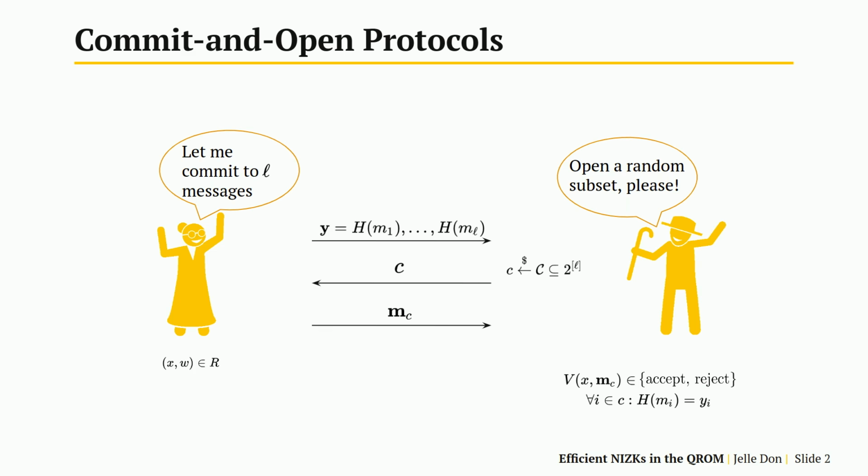Commit and Open Protocols are a subclass of the three-round interactive proof systems, also known as Sigma protocols, where in the case of commit and open protocols, the prover in the first round commits to a number of messages via a hash-based commitment scheme, which we can model as a random oracle in order to do a security reduction. And then as a next step, we may apply the Fiat-Shamir transformation to obtain NIZKs, non-interactive zero-knowledge proof systems, or digital signature scheme.